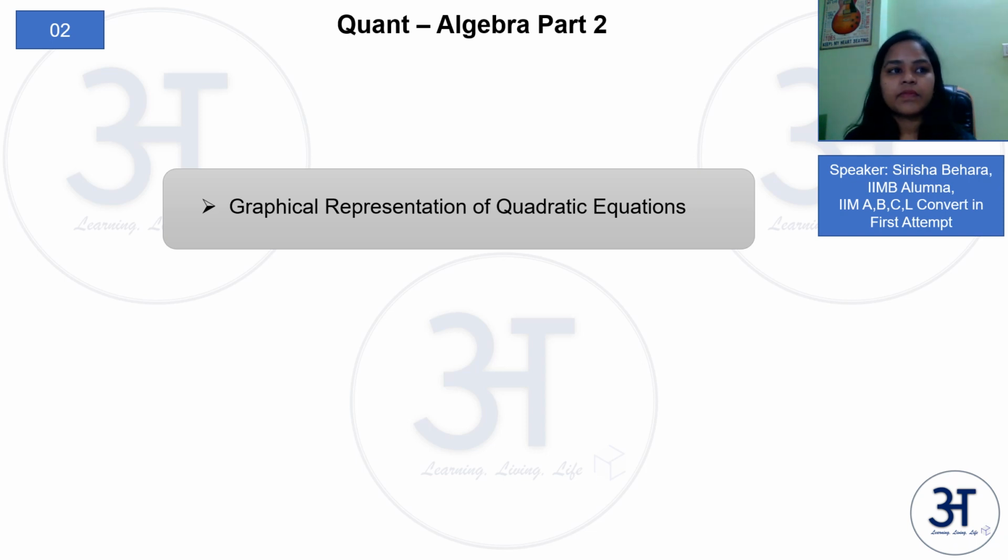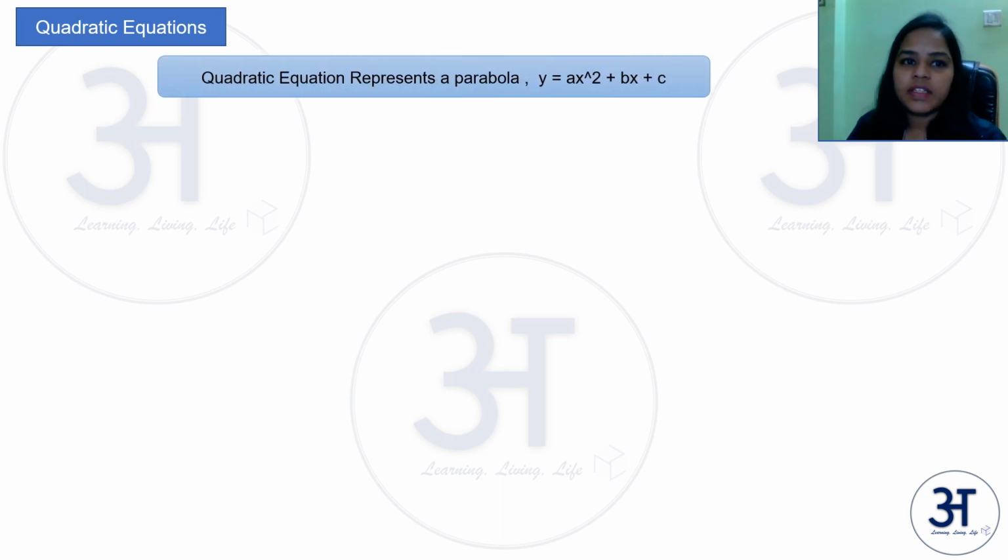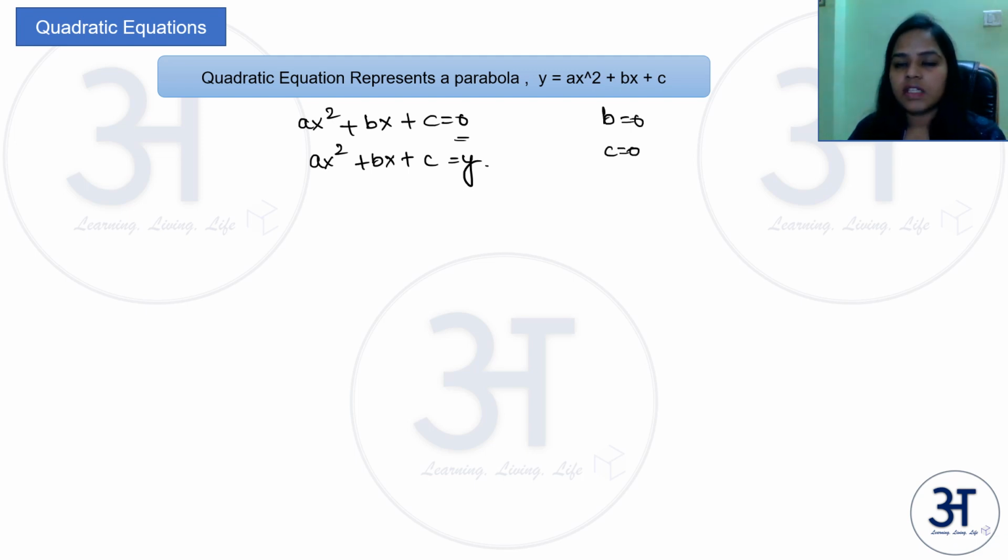So let's begin. Here we have the quadratic equation of the form we have seen in the previous video as well: ax square plus bx plus c equal to 0. If you want to represent it on a graph, we will replace this with y: ax square plus bx plus c equal to y. For the purpose of simplicity, I will assume b equal to 0 and c equal to 0, because a, b and c can be any numbers. And I'll assume a equal to say 2. Now I have the equation y is equal to 2x square. I will now represent this on an xy axis and see what shape I'm getting.